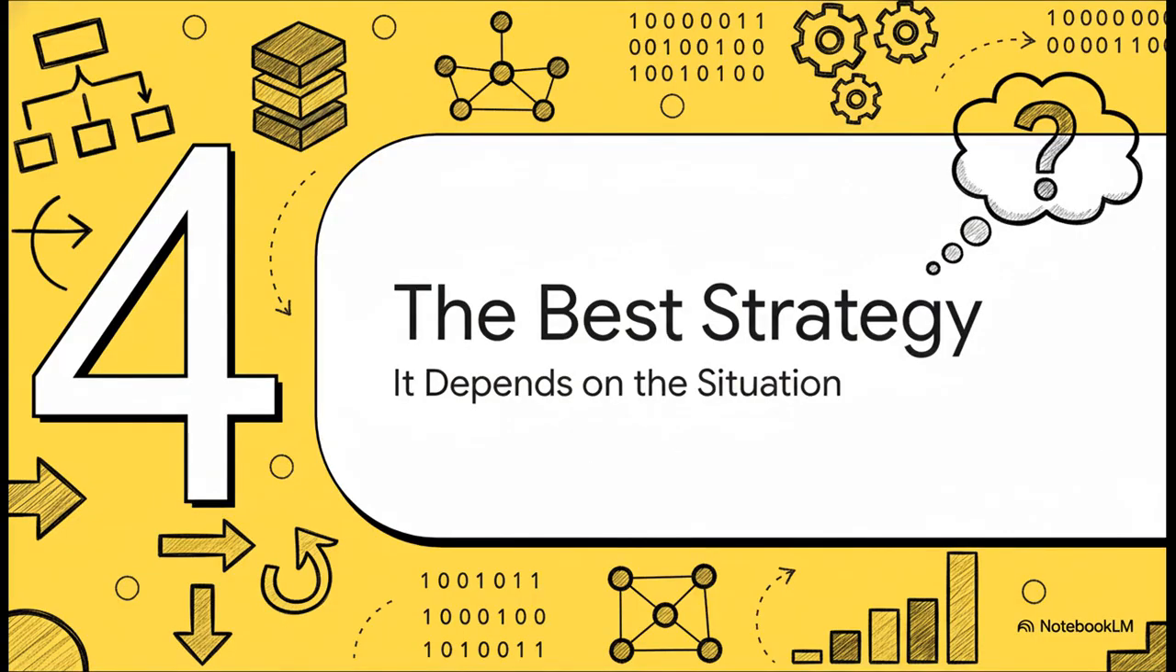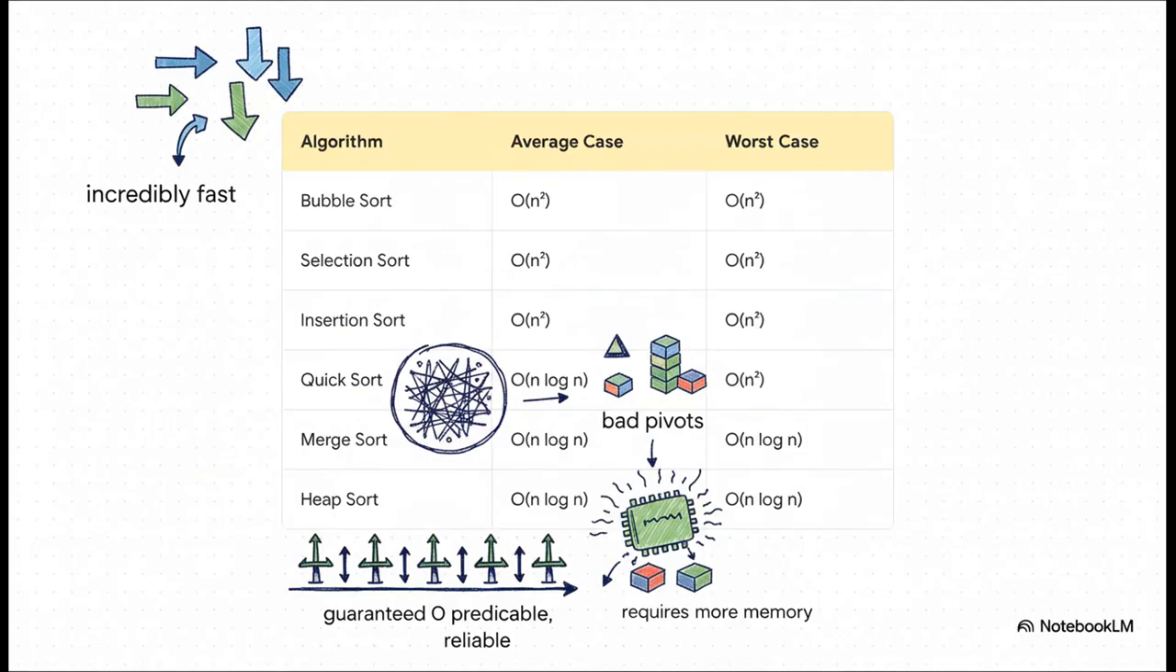So this all leads to the ultimate question, the one you might even get on an exam. Which algorithm is really the best? And the answer, as it so often is in computer science, is, well, it depends on the situation. Check out this table. On average, quicksort is amazingly fast, but look at its worst-case scenario. It's O of n squared, the same as bubble sort.